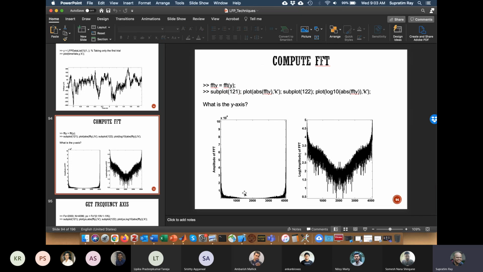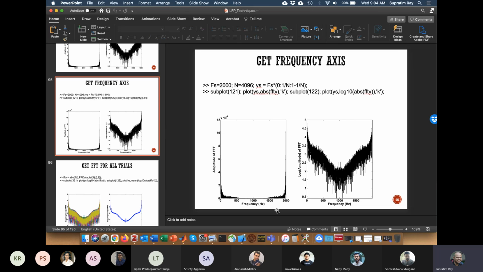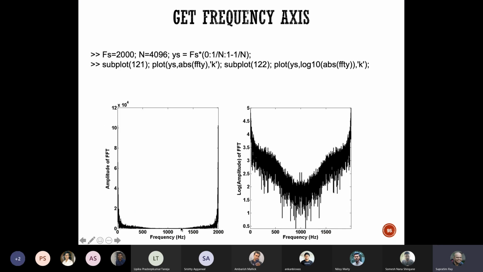It's symmetric about half the sampling period, which is a property for any real signal. If it's complex, it doesn't hold, but for any real signal, the amplitude is symmetric. This is the same thing on a log scale, the same plot as this. We got the frequency axis like this. So then we notice that it's between 0 and 2 kilohertz, like so, again in the log scale.